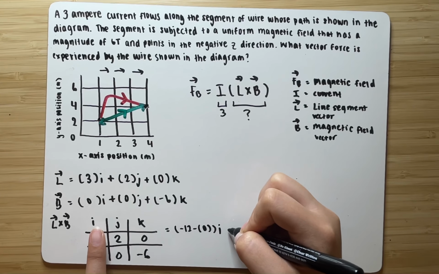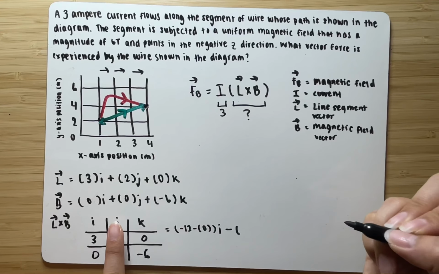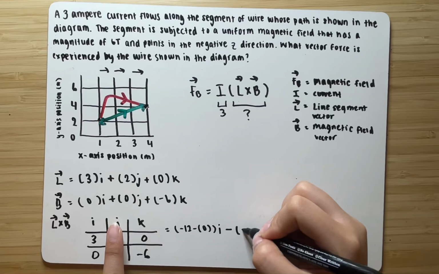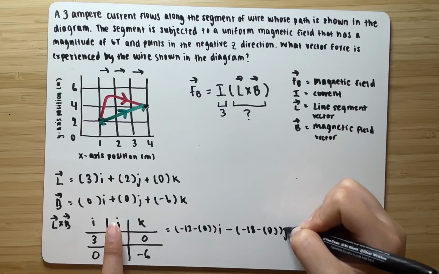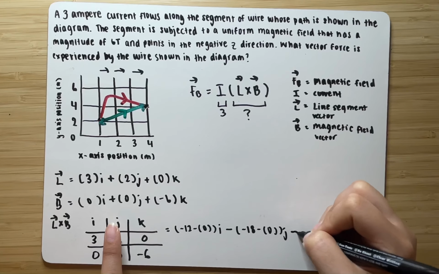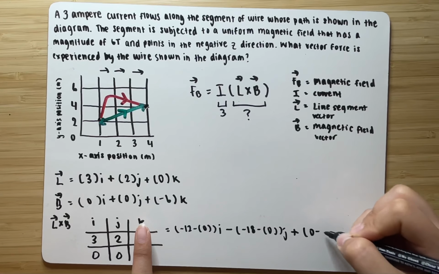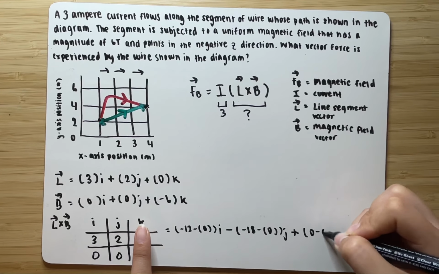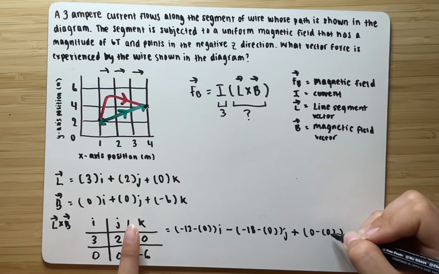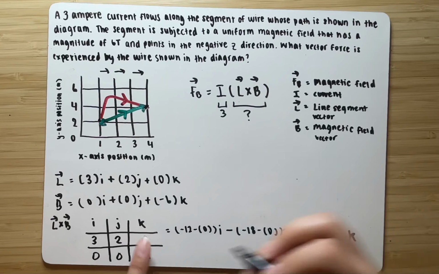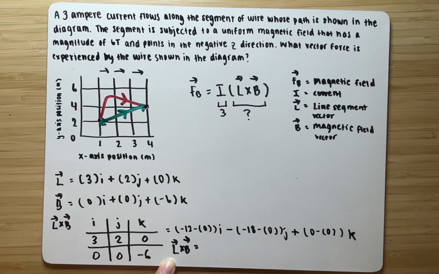For our j, we always put a negative here to find our j. Cover the j. 3 times negative 6 is negative 18, minus 0 times 0 is 0. This is our j. After that, we always add a plus here. For our k, cover the k. 3 times 0 is 0, minus 2 times 0 is 0. This is our k.